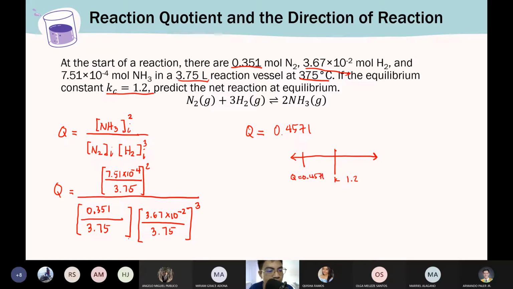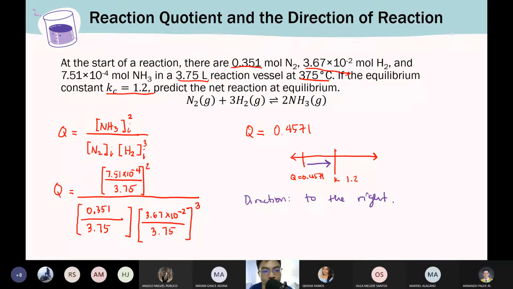So, yan, your Q is smaller than K. And di ba, tandaan nyo, yung K yung pupuntahan natin. So, right arrow yan. So, yung Q pupunta kay K. So, meaning the direction of the reaction is to the right, no? To the right.